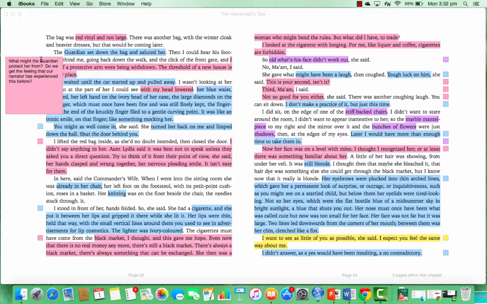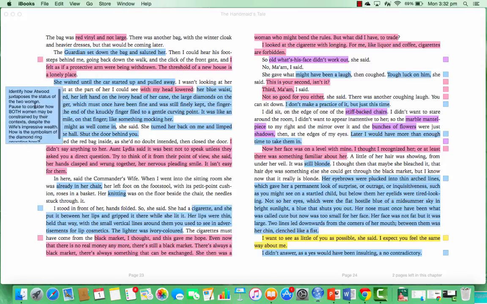So what might the guardian protect her from? Do we get the feeling that our narrator has experienced something like this before. Identify now how Atwood juxtaposes the status of the two women. Pause to consider how both women may be constrained by their context, despite the wife's impressive wealth, as evinced by the ivory head of her cane and the large diamonds on her fingers.